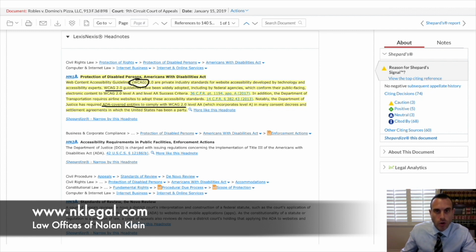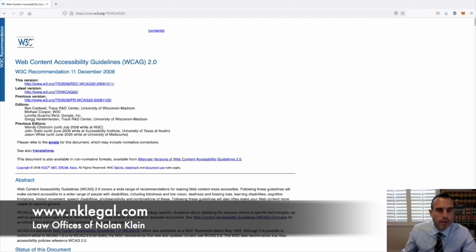So now that we know that the WCAG standards are the standards that the courts are saying, de facto at least, are the standard to be applied in these cases, what is the WCAG? It's the Web Content Accessibility Guidelines. You can go to w3.org and look it up, and it will explain in more detail exactly what the WCAG guidelines are.